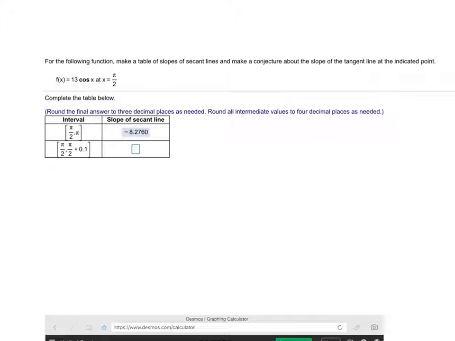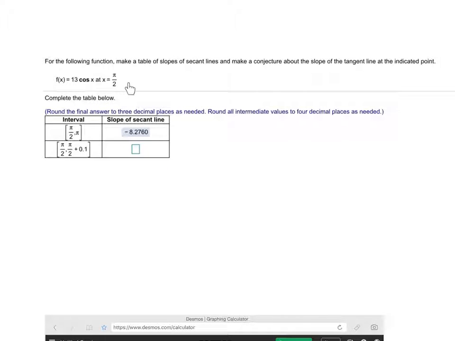Hi, I would like to go through this particular problem with you here. So here you're given a function 13 cosine x, and we want to make a conjecture about the slope of tangent lines at the indicated point, which means when x is pi over 2.